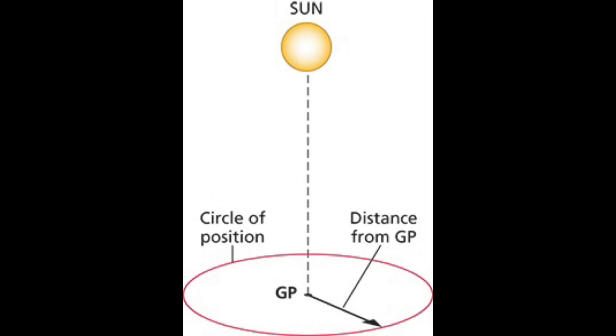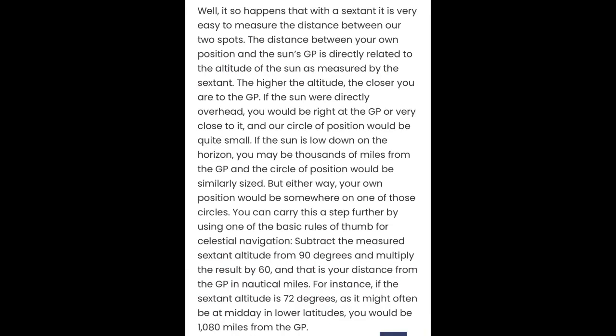This is the sun, GP, your circle of position, and what do you know, distance from the GP. Well, it so happens that with a sextant it is very easy to measure the distance between our two spots, or measuring distance. The distance between your own position on the sun and the sun's GP is directly related to the altitude of the sun as measured by the sextant. That sounds a lot like trigonometry to me, doesn't it?